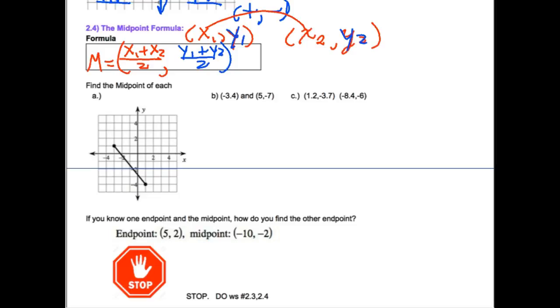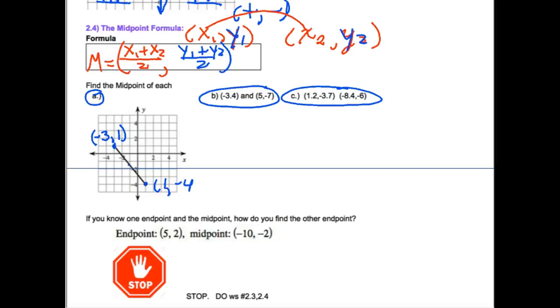So let's go take a look at a graphical, a numerical, and an ugly numerical. I am looking for the midpoint of this line segment. If you tried to eyeball it, you'd say, it's somewhere in here, but let's go find out exactly where it is. To do that, I'm going to write down the coordinates of these 2 points. This one is 3 to the left and 1 up. This one is 1 to the right and 4 down.